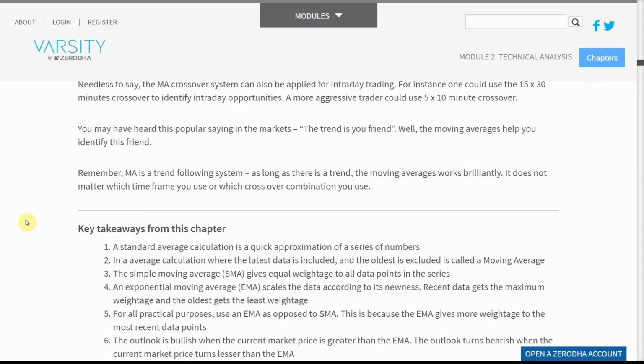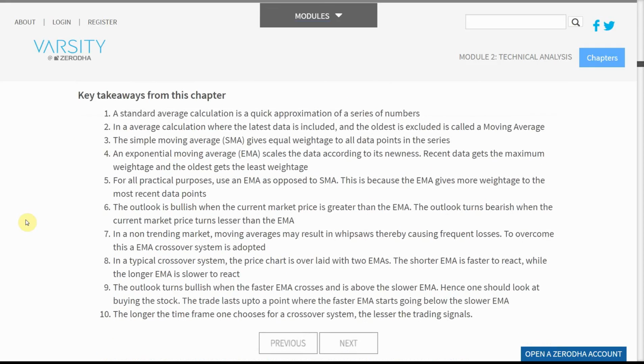Key takeaways from this chapter. A standard average calculation is a quick approximation of a series of numbers. An average calculation where the latest data is included and the oldest is excluded is called a moving average. The simple moving average, SMA, gives equal weightage to all data points in the series. An exponential moving average, EMA, scales the data according to its newness. Recent data gets the maximum weightage and the oldest gets the least weightage.